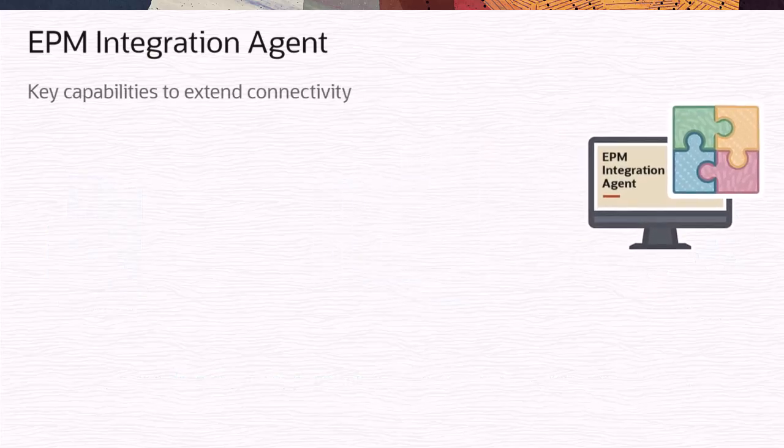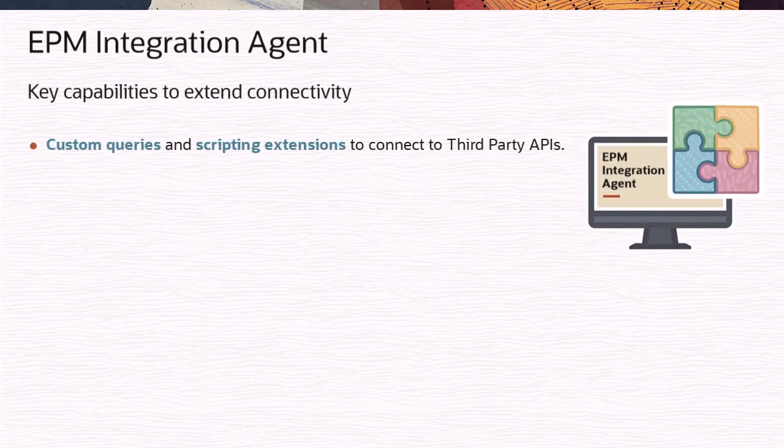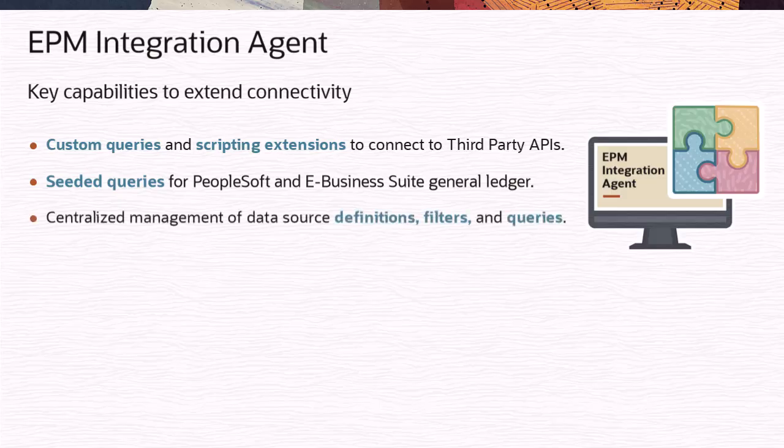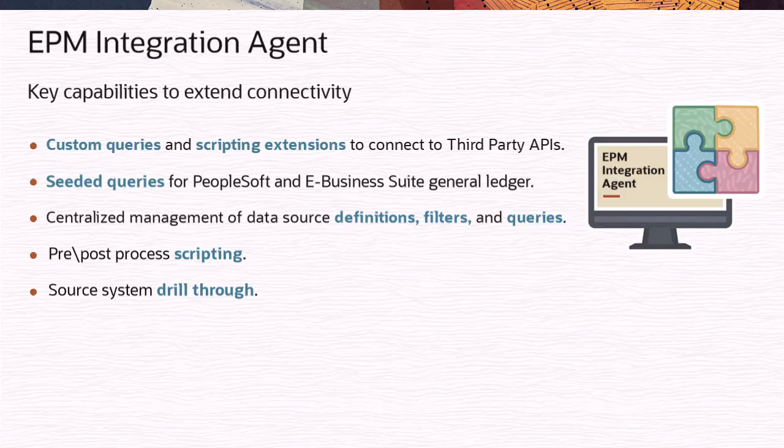The agent supports connectivity between any data source and cloud EPM through custom queries with scripting extensions to connect to third-party APIs, and seeded queries for PeopleSoft and eBusiness Suite General Ledger, alongside centralized management of data source definitions, filters, and queries, pre- and post-process scripting, and source system drill-through.